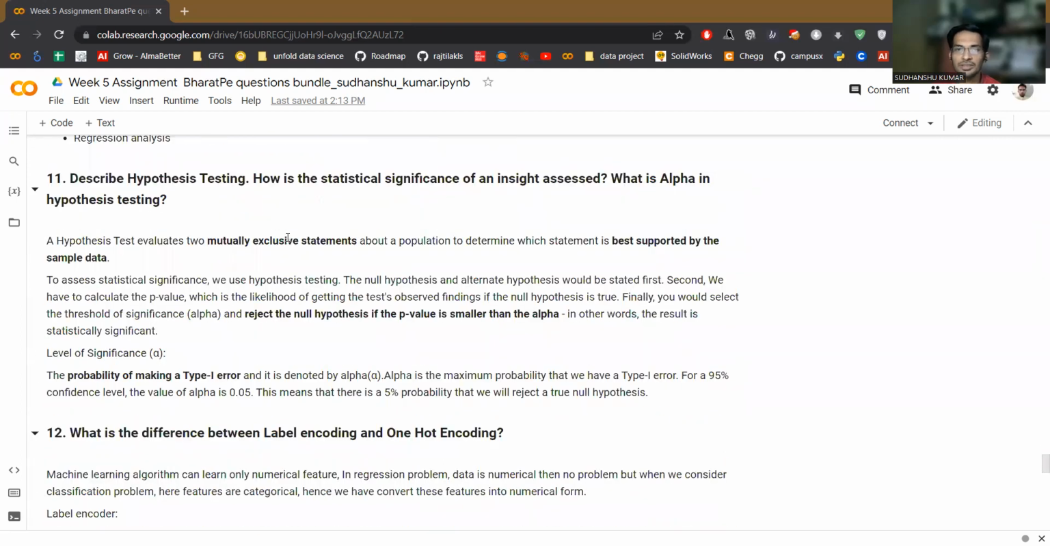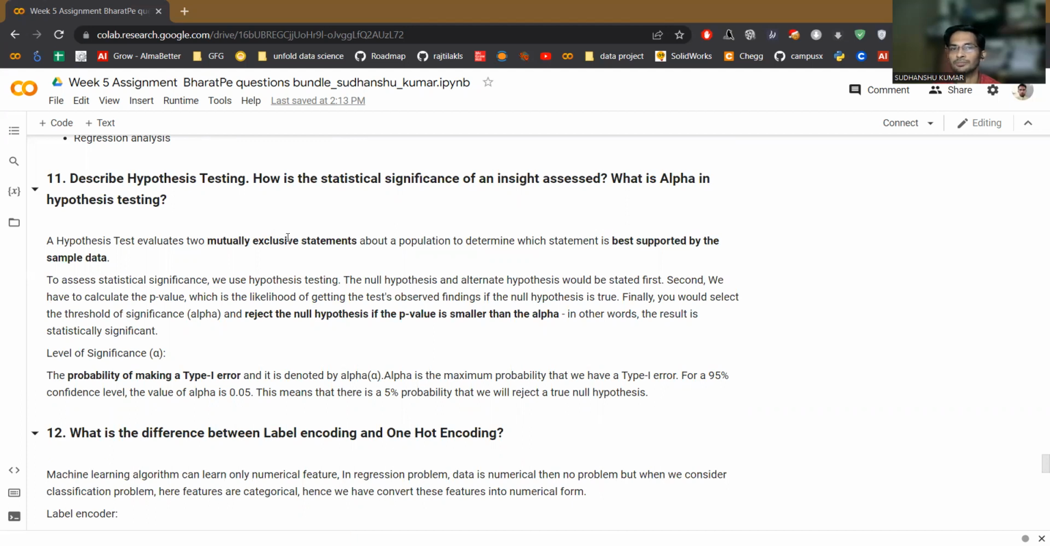Describe hypothesis testing, what is the statistical significance of insight assess, and what is alpha in hypothesis testing. Hypothesis testing evaluates two mutually exclusive elements, the null hypothesis and the alternate hypothesis. To assess the statistical significance, we use hypothesis testing. Here, first of all, we define two statements, that is the null hypothesis and the alternate hypothesis. Then we calculate the p-value, which is the likelihood of getting the observed test finding if the null hypothesis is true.